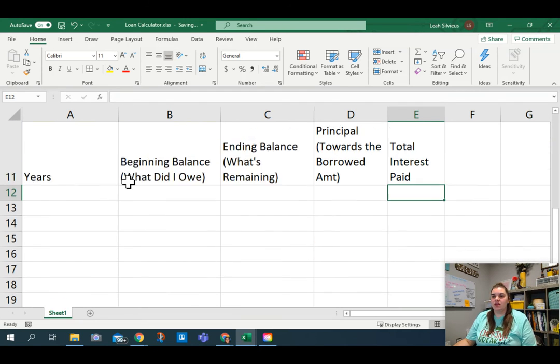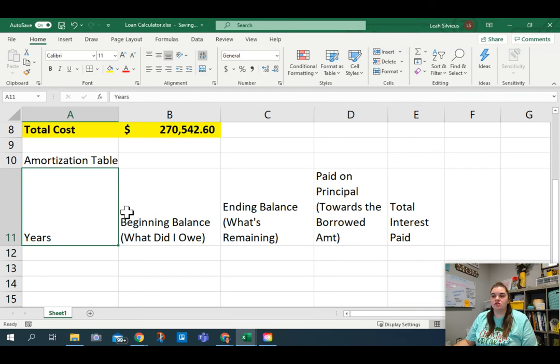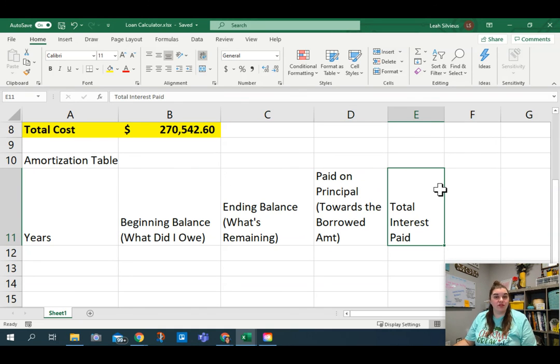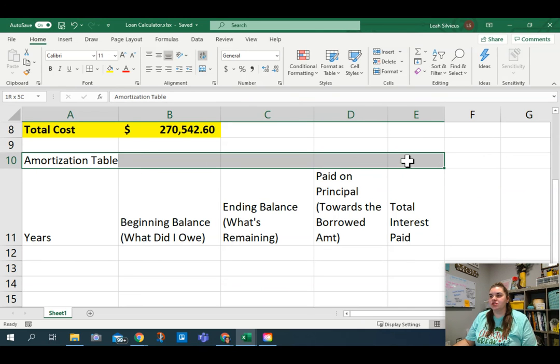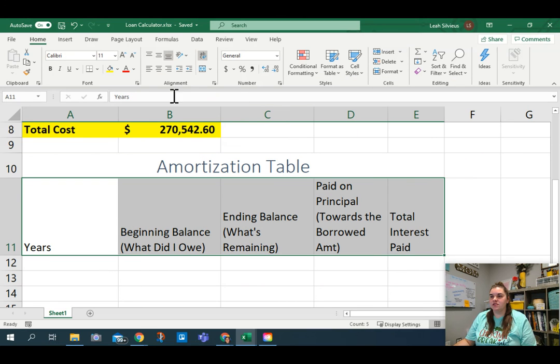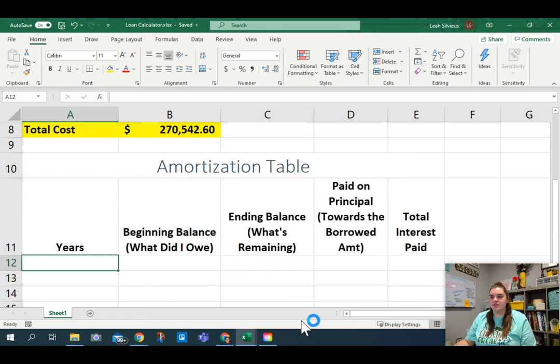So when making an amortization table, you need to know the years. What was the beginning balance? What was the ending balance? What did you pay towards the amount you borrowed? And what did you pay for interest for them? I'm going to take my amortization table and make that kind of like a title. So I'm going to merge that across and give it a title. And then I'm going to make these bold real quick and center them just for me to see. Okay.